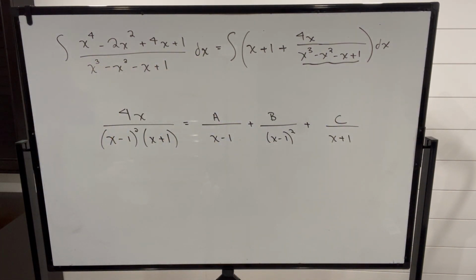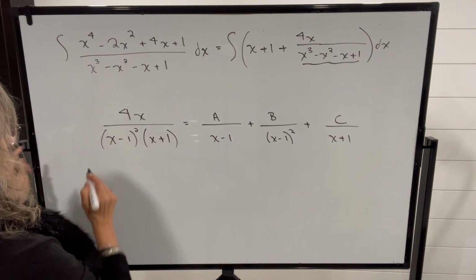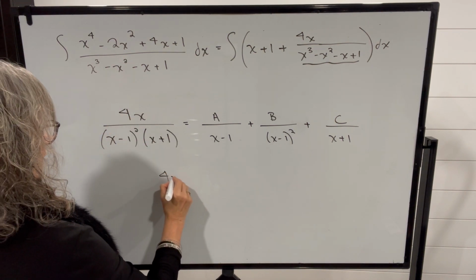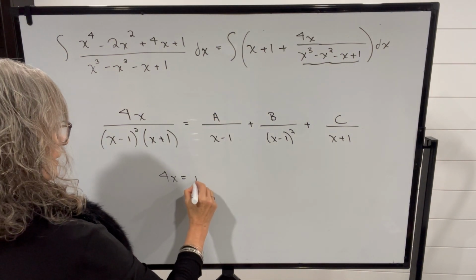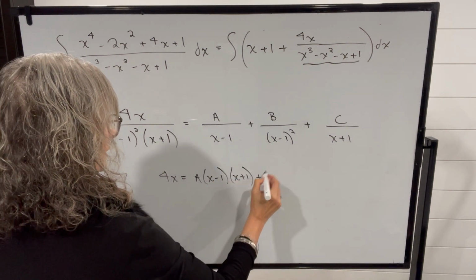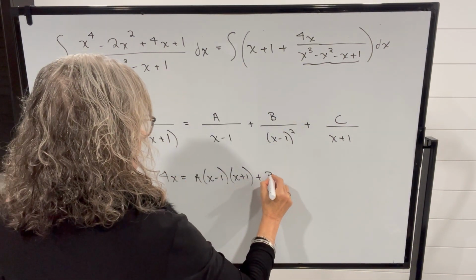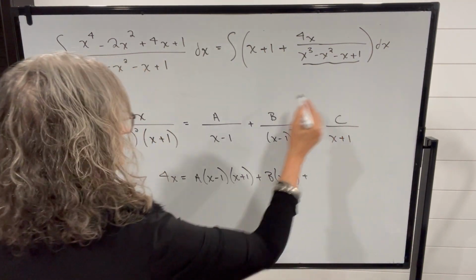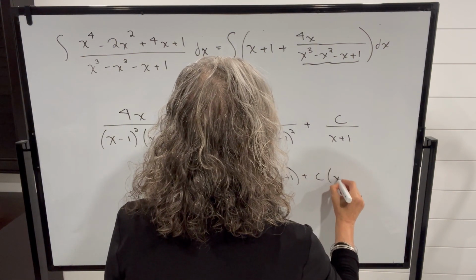Again, we're going to multiply both sides of the equation by the lowest common denominator in the equation. When I multiply this side by it, everything cancels, I'm left with 4x. When I multiply this term by it, one of the x minus 1 factors cancels, and I'm left with an x minus 1 and an x plus 1. When I multiply this term by it, the x minus 1 squared cancels, so I'm left with x plus 1. And when I multiply this term by this denominator, the x plus 1 cancels, and I'm left with C times x minus 1 squared.